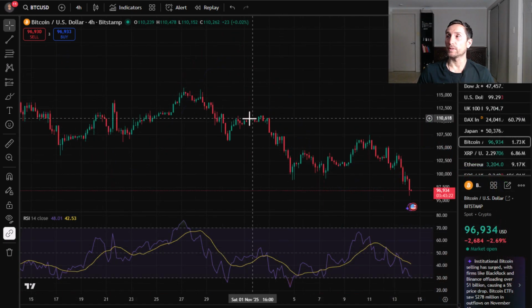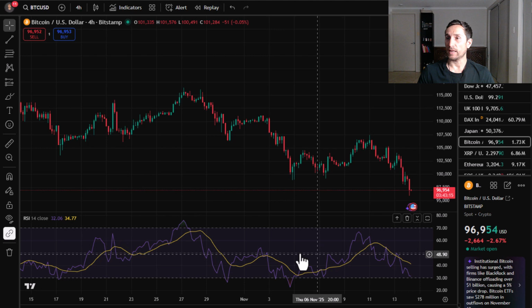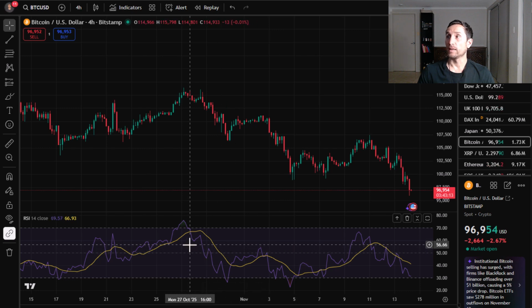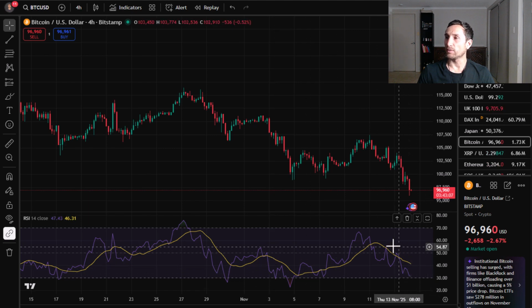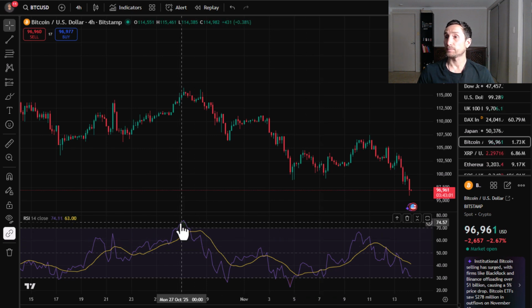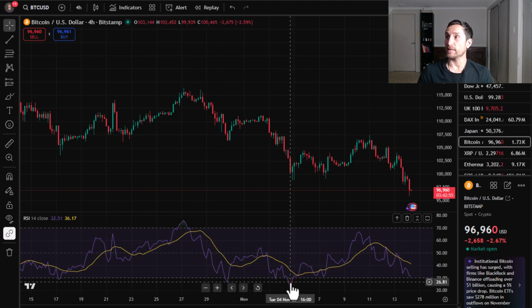Number 2 is the RSI, Relative Strength Index, and you can see here. RSI measures momentum, not price. It ranges from 0 to 100, and above 70 is considered overbought, like in this case, and below 30, like in this case, is considered oversold.